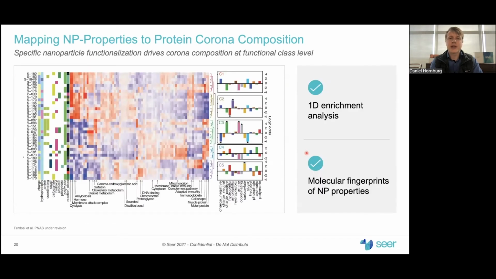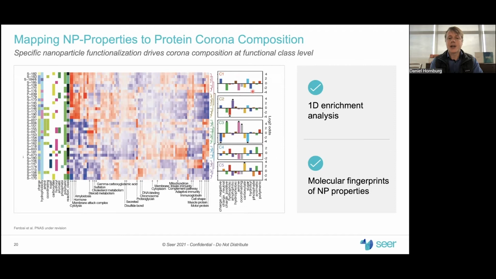Interestingly, when we transfer that to the level of annotations, so now asking, are there any protein groups and families, functional classes of proteins differentially interrogated by specific nanoparticles? Also here we see a differential clustering. So in red, we see differentially enriched proteins. In blue, we see differentially depleted protein families. And you see, for example, that we have some proteins that belong to the adaptive immunity, immunoglobulins. We have some innate immunity-related proteins. We have some cytoplasmic and membrane-associated proteins.